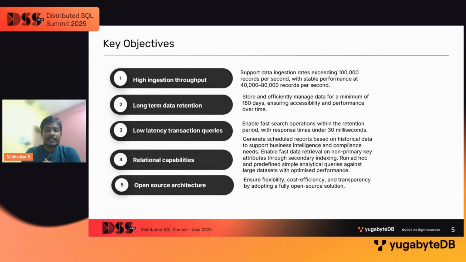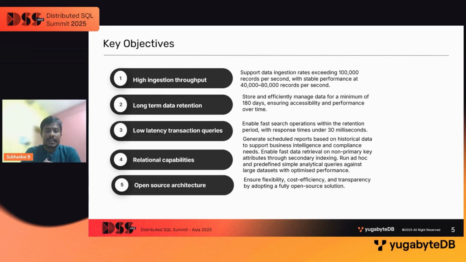So the improvement scope was to have a DB which will support an ingestion rate over 100,000 per second, and with a stable performance you could say of 40,000 to 80,000 records per second. Our data retention policy was to have data in our DB system for 180 days at least. Beyond that, we had to purge. And latencies have to be as low as below 30 milliseconds. That's how our read query is going to be, under 30 milliseconds.